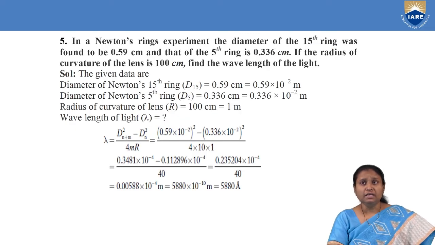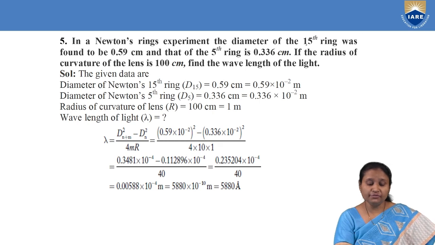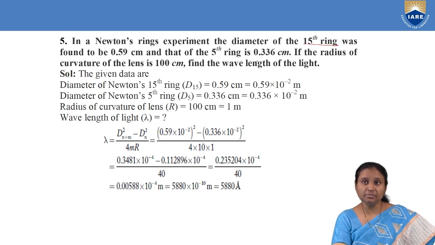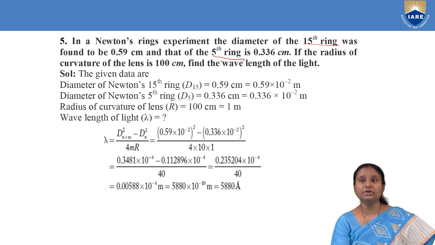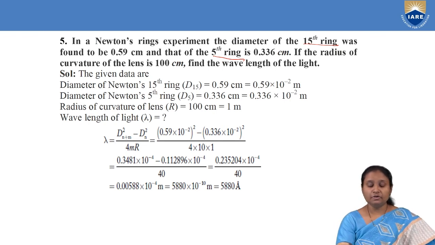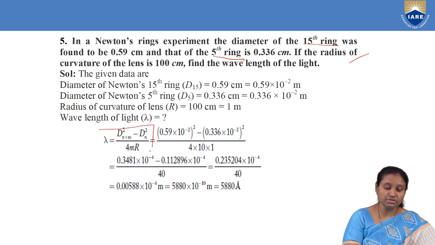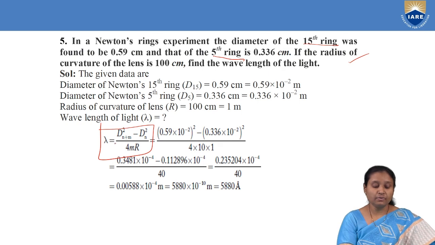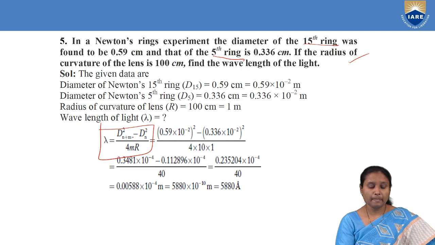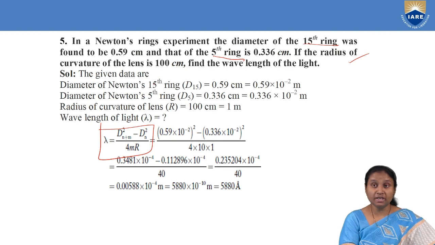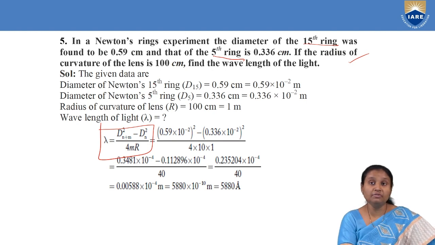The next one, here in this case, again we were given the diameter of the 15th ring, which is 0.59 centimeter, and the diameter of the 5th ring, which is 0.336 centimeter. Also, of course, the radius of curvature is given, and we need to find the wavelength of light. So again we come back to the formula, lambda, which is given as the square of the diameter of the n plus mth ring minus the square of the diameter of the nth ring. In the denominator, because here we have the 15th and 5th dark ring, we'll have 15 minus 5, which is equal to 10, and the radius of curvature is 100 centimeter.